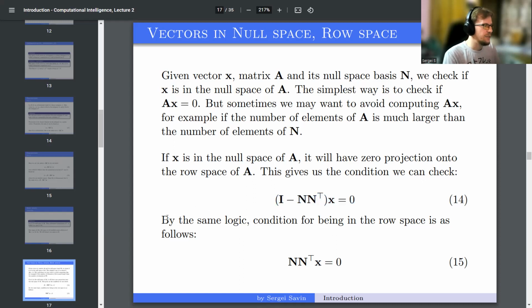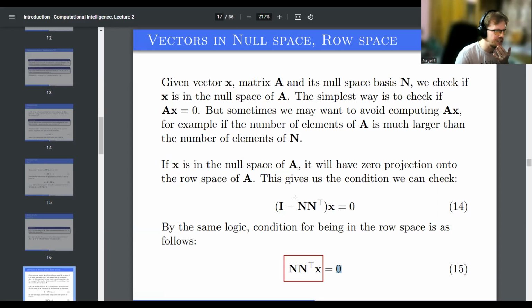That's how. With the same logic, if we want to check if the vector lies completely in the row space, we do it this way. For the row space, the orthogonal complement is the null space. So we need to check that the projection onto the null space is 0. This will be the criterion that the vector lies completely in the row space. Good. So that is what we can do with them. This is, of course, a projection onto the row space.